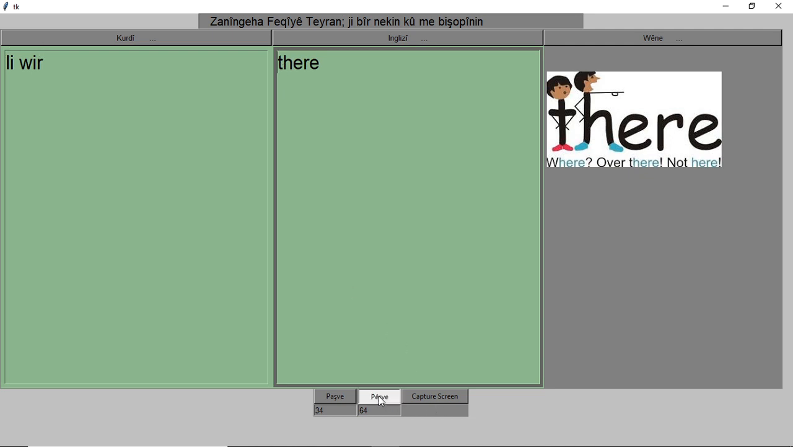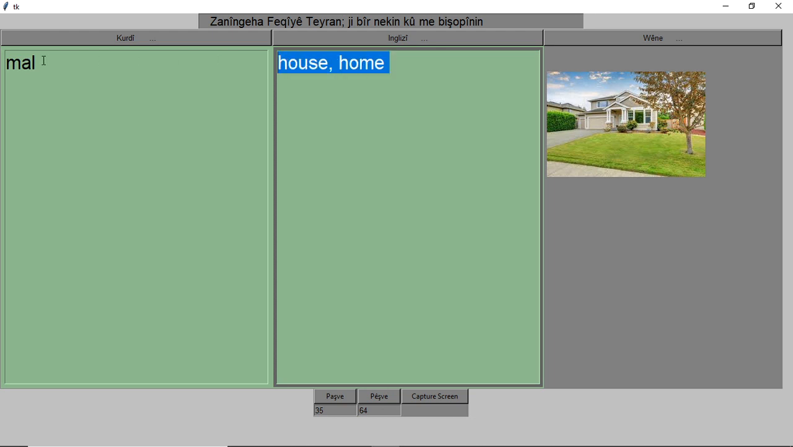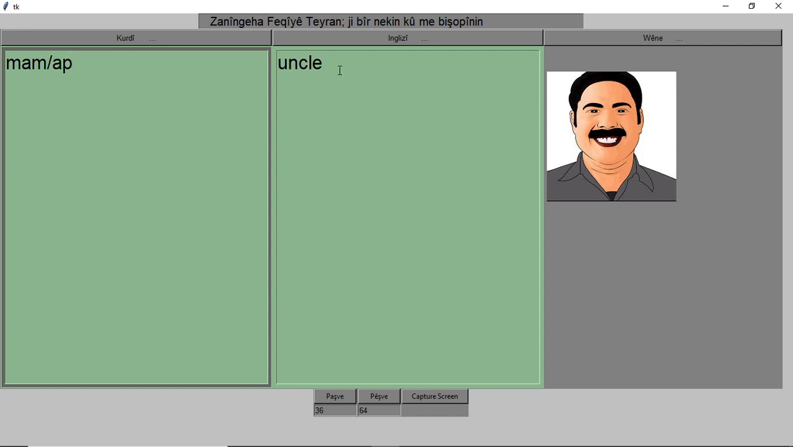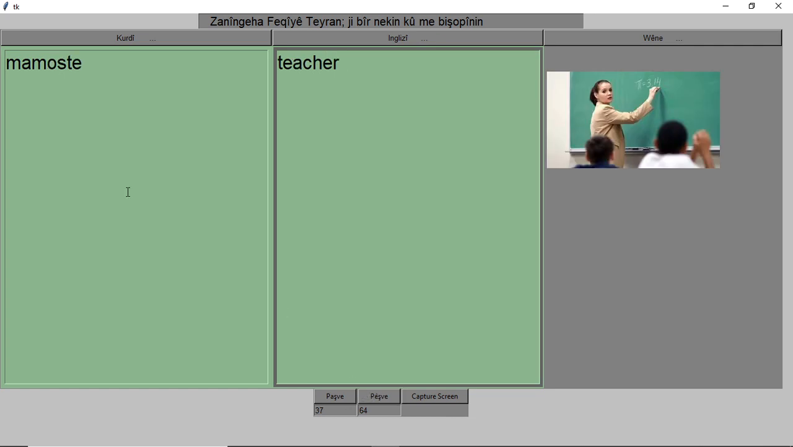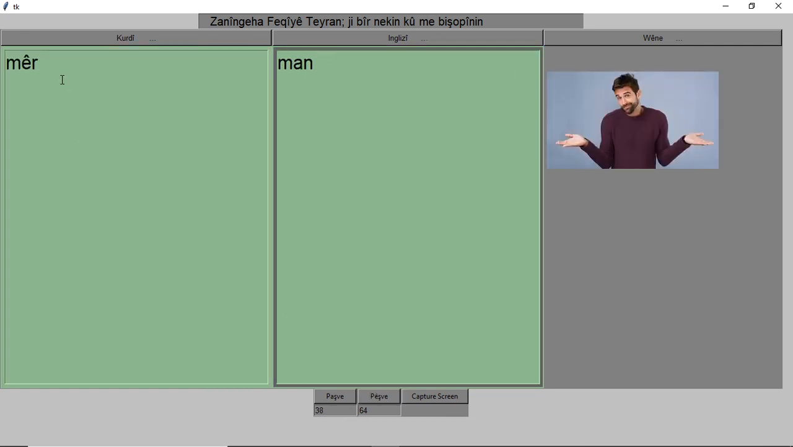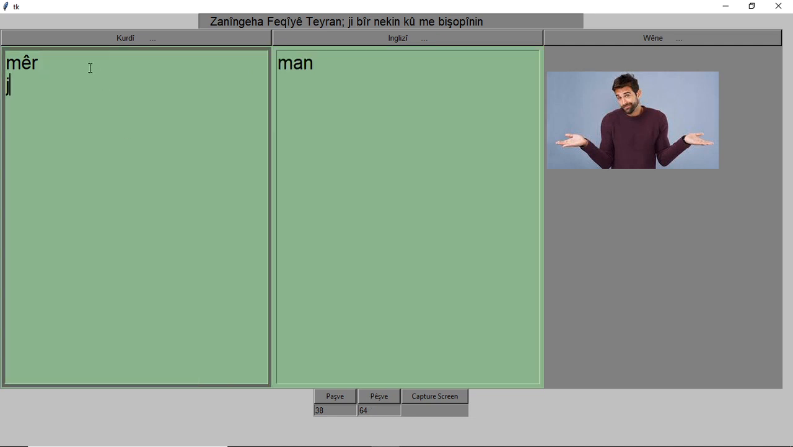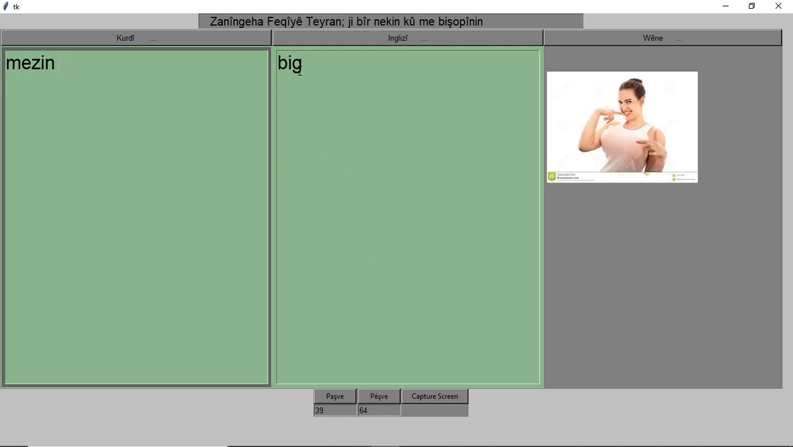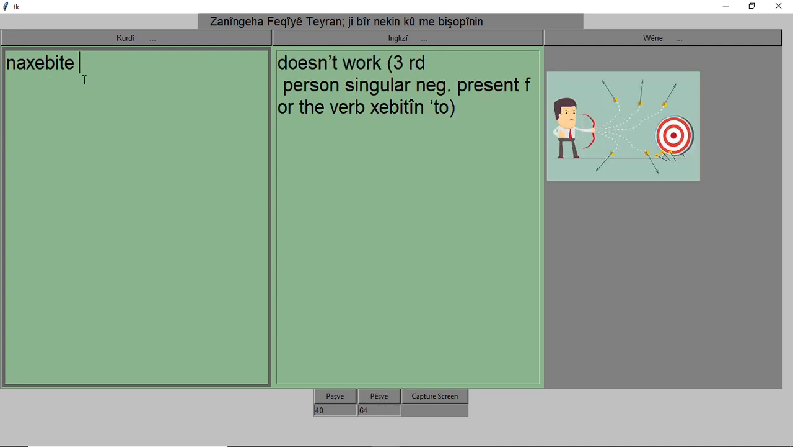In there, in, and mal is house. Mom, up, it's uncle, so up, it's uncle. Both of them can be. Mamoste is teacher. Mer, man, jin is woman. Mezen, big, so mezen. Okay. Nakhabete doesn't work. Ev nakhabete, he, she doesn't work.